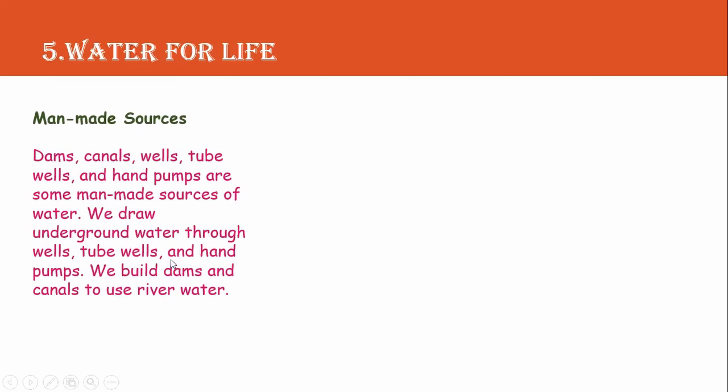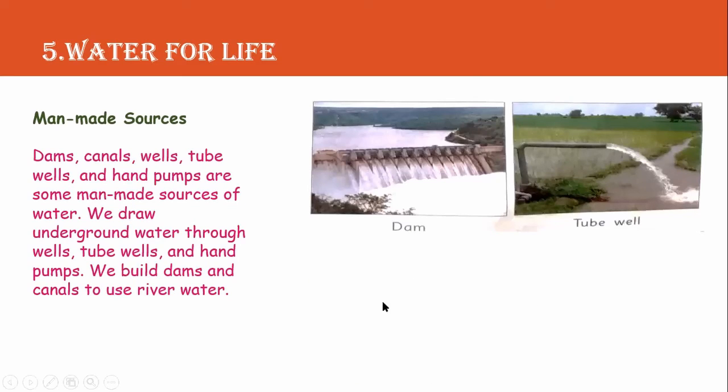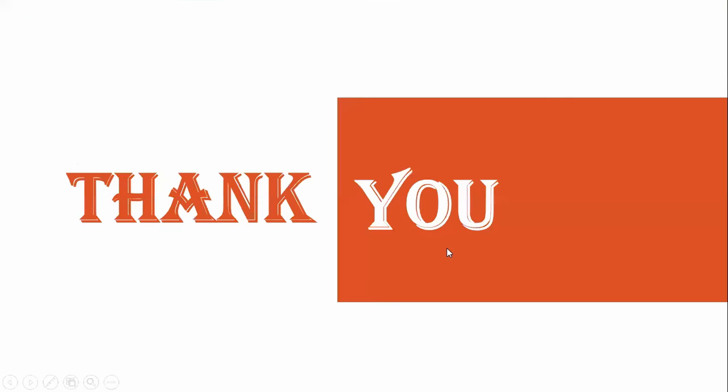We draw underground water through wells, tube wells, and hand pumps. We build dams and canals to use river water. So this is a dam. A tube well is used to draw underground water. A dam is built to use the river water.